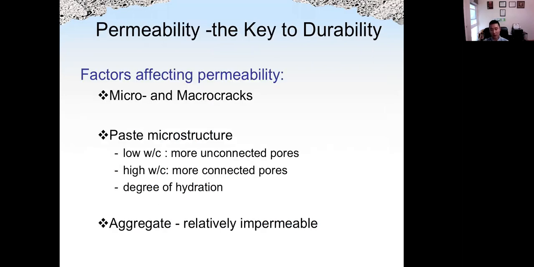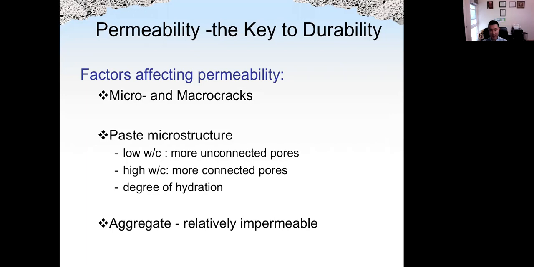So concrete permeability is the most important factor to control concrete durability. Basically, the lower the permeability, the better the durability. We can make the concrete more durable, last a longer time. So the factors controlling concrete permeability include the size of the crack, so that includes micro cracks and also macro cracks.